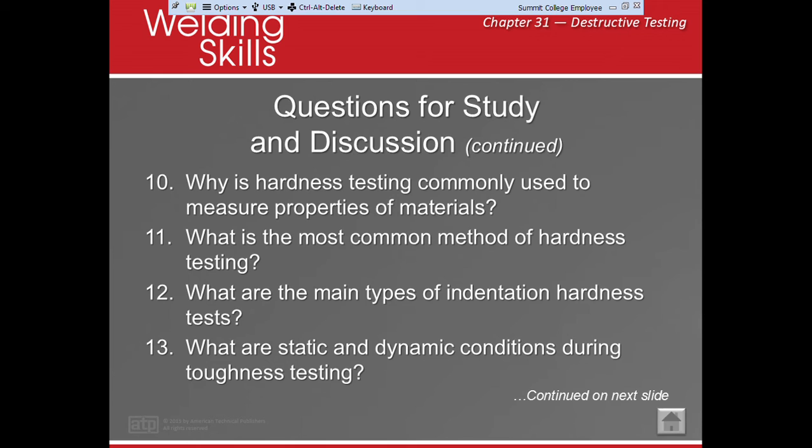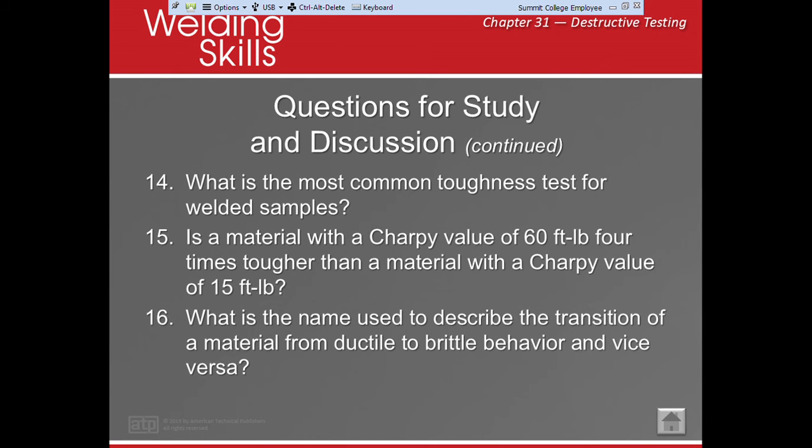What are the main types of indentation hardness tests? Brinell and Rockwell. What is the most common? Rockwell. What are the static and dynamic conditions during a toughness test? Okay. The static condition would be the force applied to a specimen. Okay. The dynamic condition would be the impact onto the test. All right, what is the most common test for welded samples? The most common test is the Charpy V-notch.